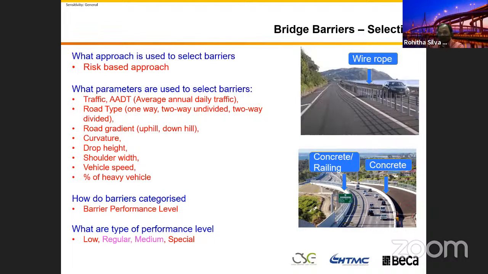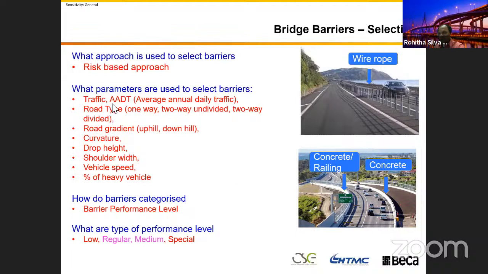If you saw the previous pictures, we call the percentage of heavy vehicles, that means all the trucks. So then using those parameters, we do a risk analysis. If you go to AASHTO or the Australian Standard or even the Eurocode, you have this risk-based approach, how you are going to correlate them together and calculate this one.